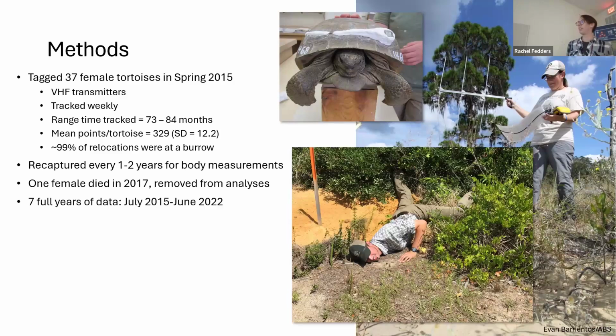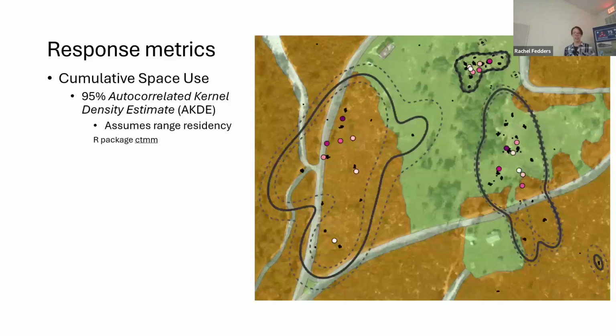And we ended up with 7 full years of data from July of 2015 through June of 2022. So a pretty substantial data set. Okay, so we ended up with these 12,000 points, and here you can see an example of 3 of our females. The small black points represent those individual tracking observations. So that tortoise was tracked to these points at various times. The clusters are around burrow locations.